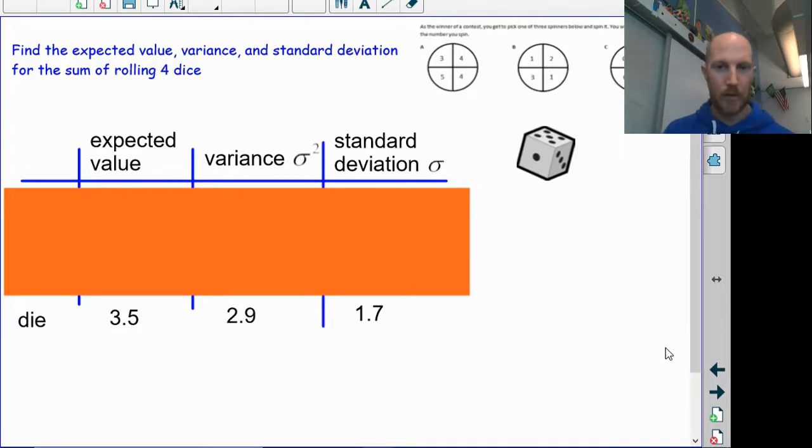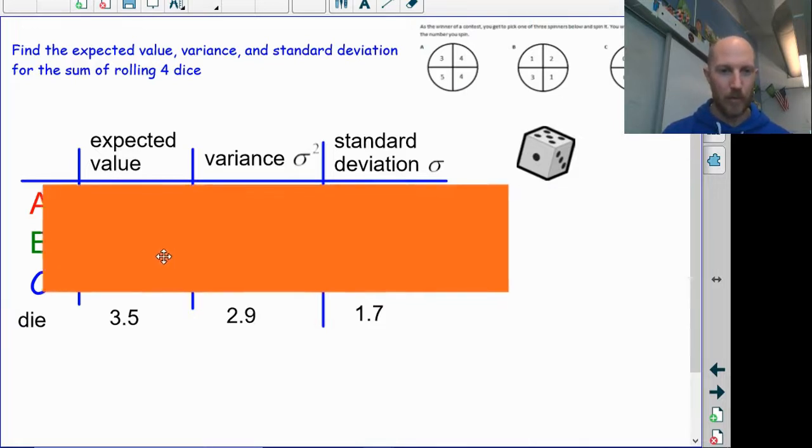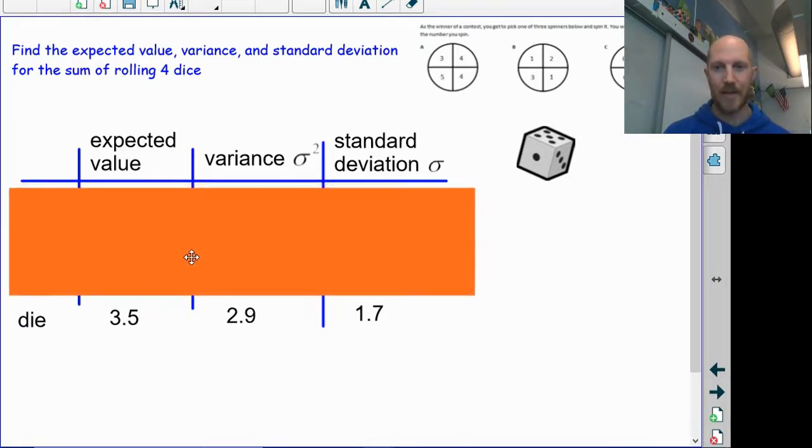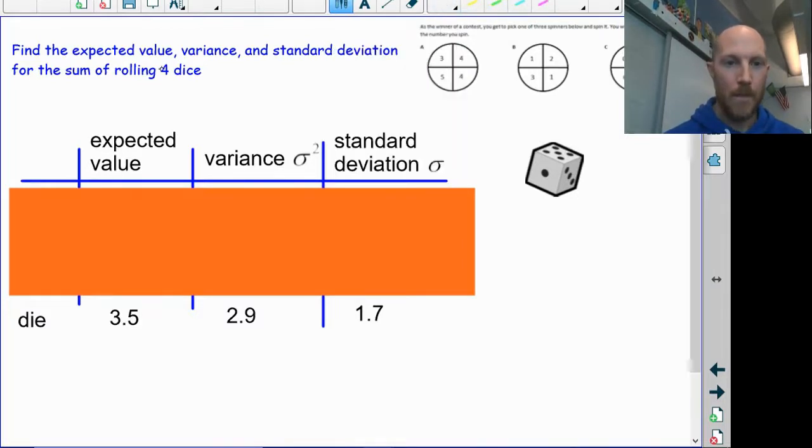Let's, as one last example, find the mean, variance, and standard deviation for the sum of rolling 4 dice. So I've got this table showing a bunch of work we did earlier, expected value, variance, standard deviation for spinner A, spinner B, spinner C, but all we need for this problem is just that die. So roll this guy 4 times. We already calculated the mean, the variance, and standard deviation for one roll of a die, and now I need to do this for 4 dice.